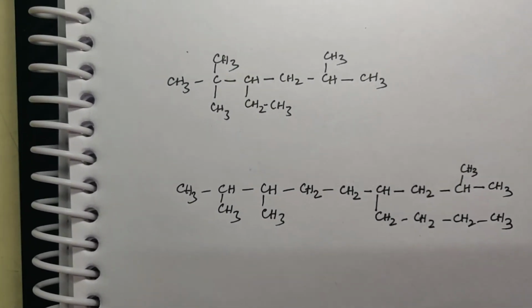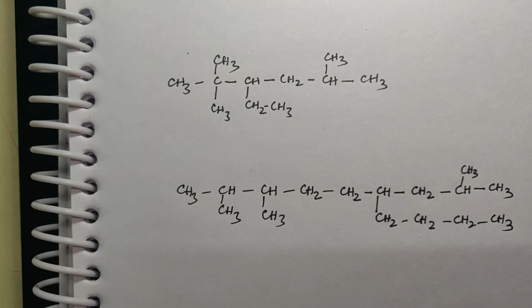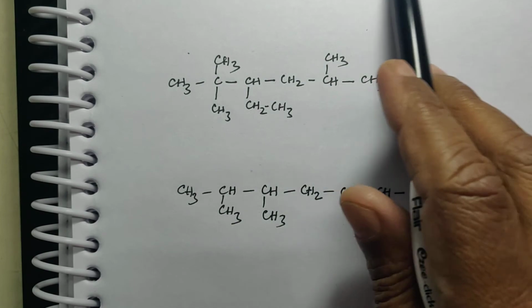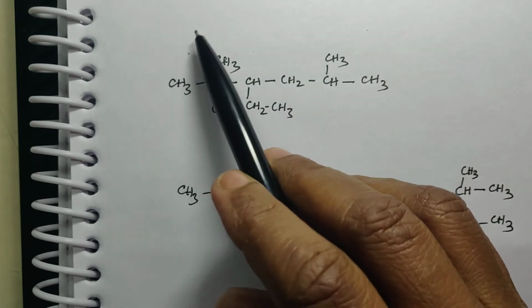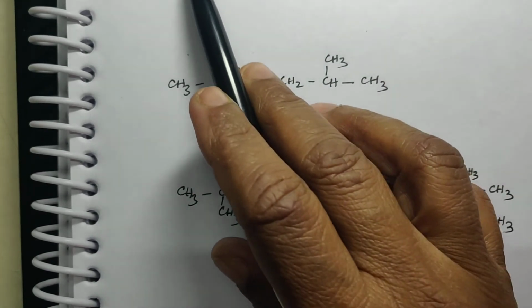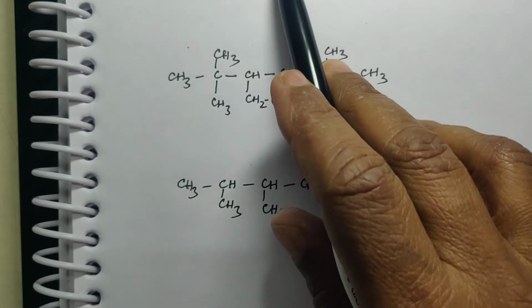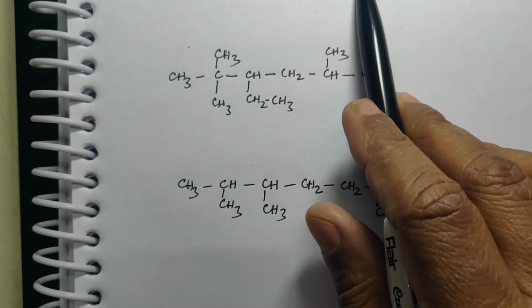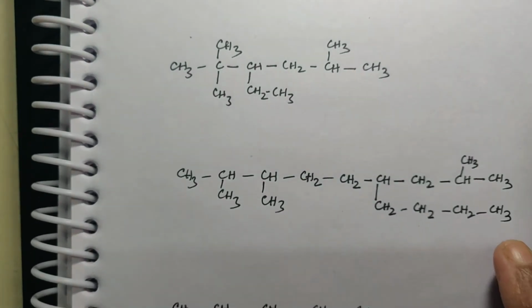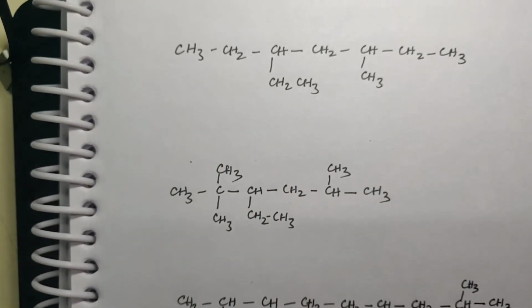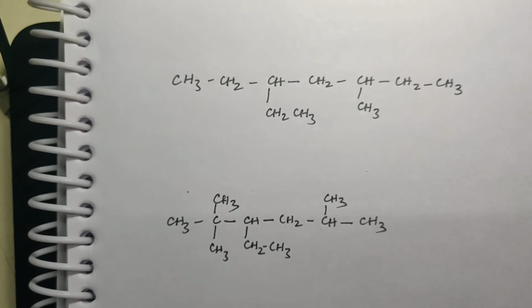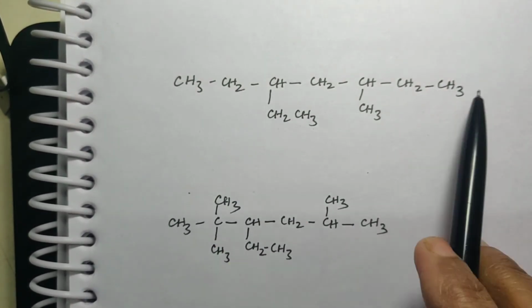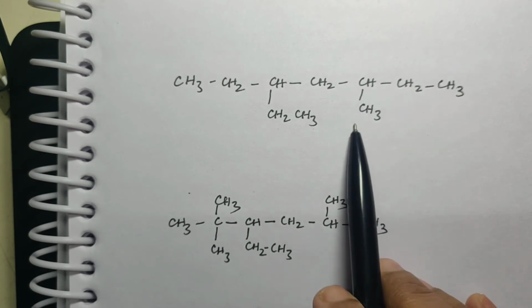Now let's come to this. Now 1, 2, 3, 4, 5, 6, 7. Again, from here you start, the branch is at the third position. From here you start, it is again at the third position. Is it not? From both sides. From here also the branch is at the third position, and from here also the branch is at the third position.